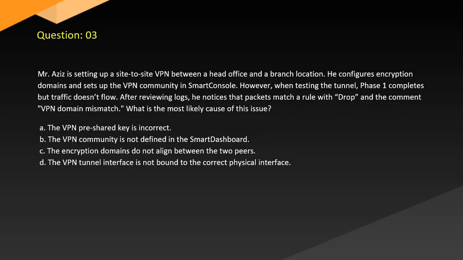Question 3. Mr. Aziz is setting up a site-to-site VPN between a head office and a branch location. He configures encryption domains and sets up the VPN community in SmartConsole. However, when testing the tunnel, phase 1 completes, but traffic doesn't flow. After reviewing logs, he notices that packets match a rule with a drop and the comment "Encryption domain must match." What is the most likely cause of this issue?